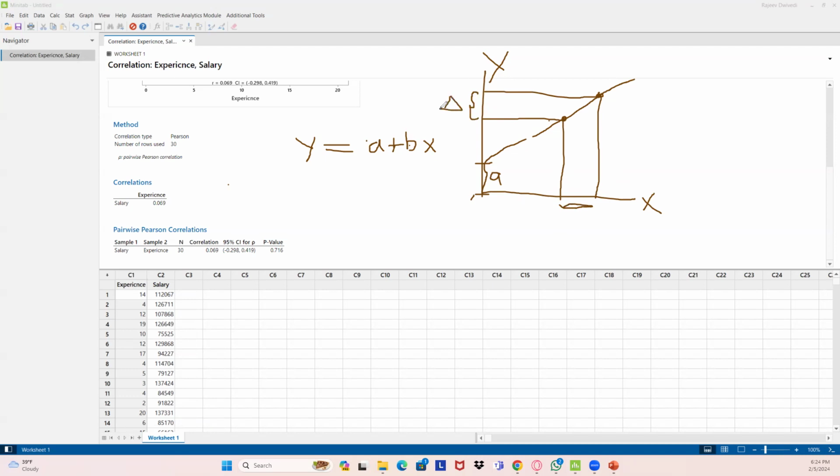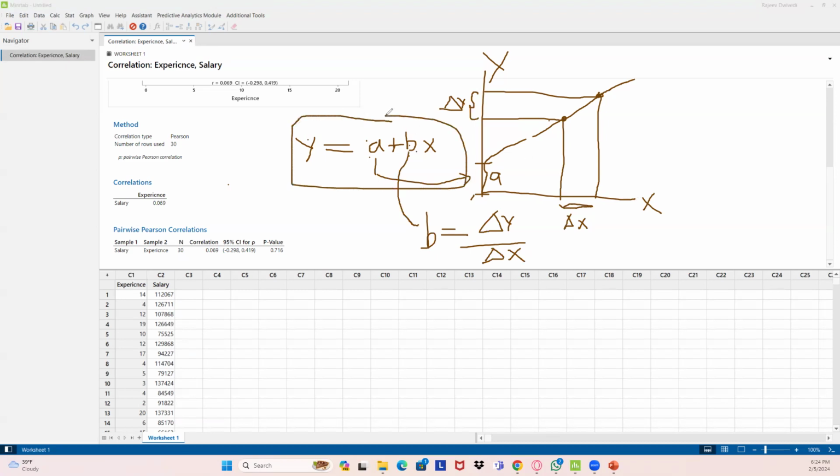So this is called del y, the difference in y, over del x, the difference in x. So a is the intercept, and b is this ratio, called the slope or gradient. So you can get this value. This equation is helpful to predict, for any x value, what the corresponding y value would be. So this is regression, and it is helpful for many things, for predicting. This is the concept of regression.